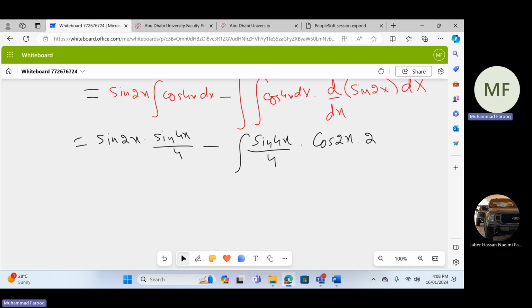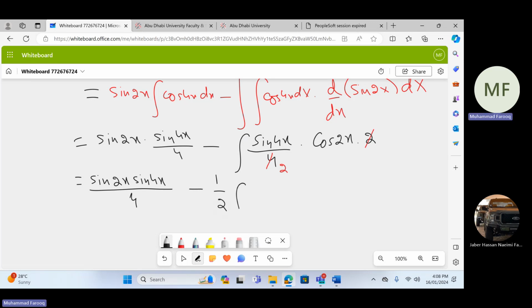Now we just simplify. This 2 and this 2 cancel out. This 2 you can put outside. Here you can combine these two. So I have sine 2x multiplied by sine 4x divided by 4, minus, this 1 by 2 please take outside, the integral of sine 4x and cosine 2x. I'm sorry, forget dx. Until here, any question? I just put in the formula and calculated integration and differentiation. Now we have to go again.